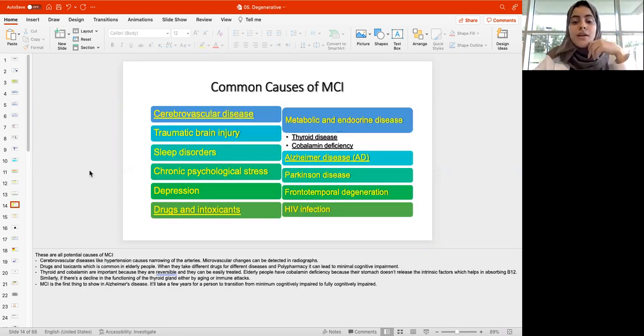Okay. And then these are the common causes of MCI, okay? So you can have it due to Alzheimer's disease, you can have it due to thyroid disease or cobalamin deficiency.